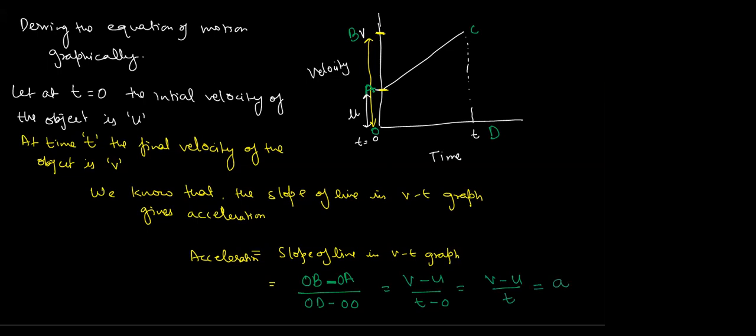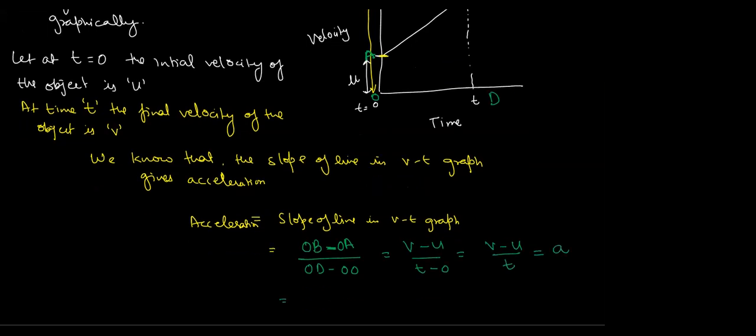By deriving this, you can take this t to that side, so you can write v minus u is equal to at. And further, this u goes to that side, so you can write v is equal to u plus at. This is the derivation of our first equation of motion.